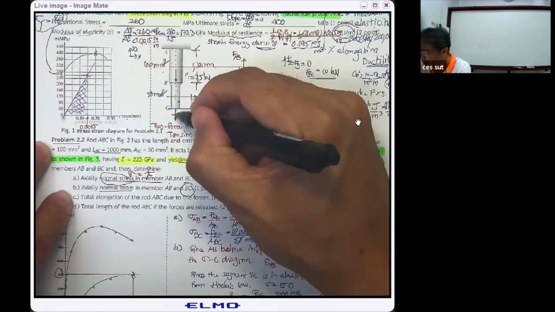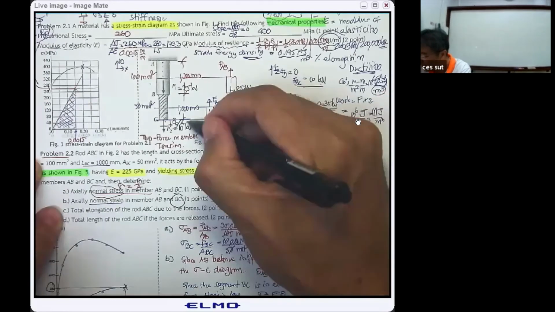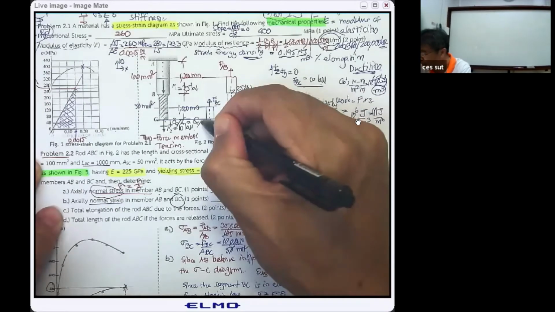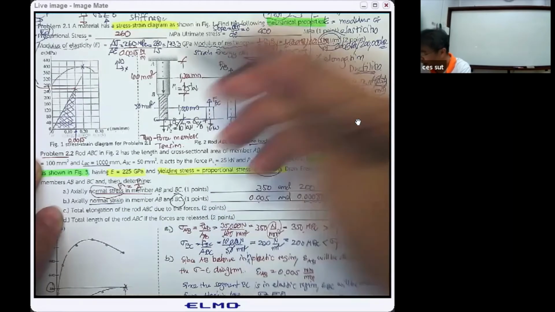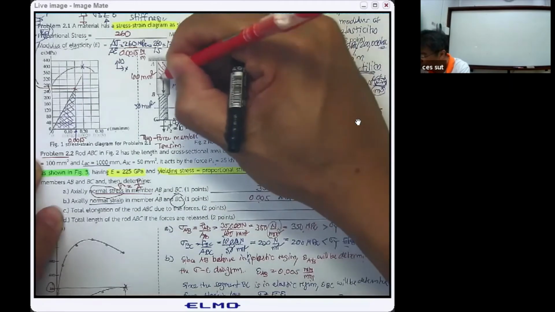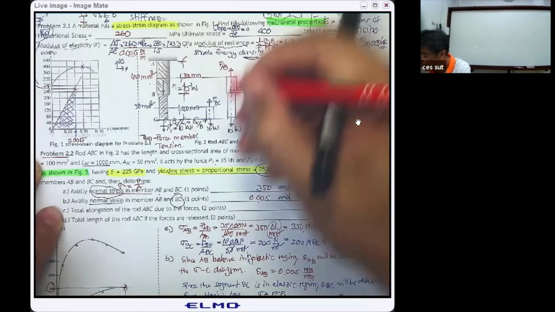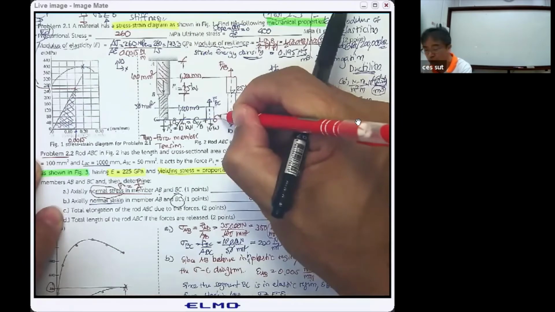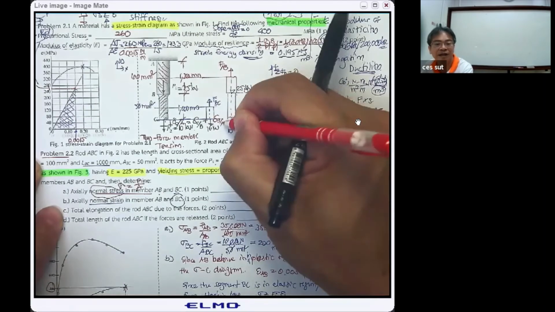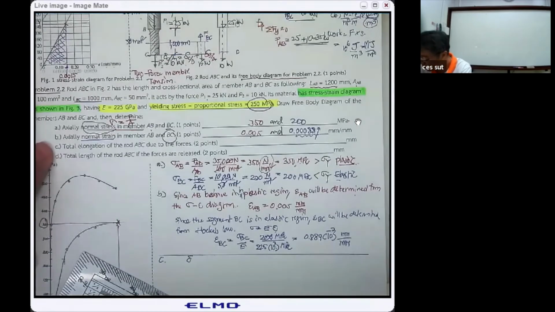That is going to be delta of point C with respect to A. By doing this, you will get the total delta C/A, which will come from the deformation of this portion, delta of C/B, plus the deformation of this portion, the delta for B/A. So now you got the delta of C/A.